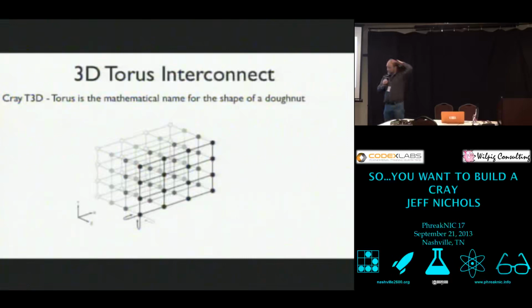Cray T3D, late 90s, 98. The T3D stands for three-dimensional torus. And so bonus points if you all knew that torus is the mathematical name for the skin of a donut. Okay? And so this is a three-dimensional torus. Everybody see the donut in the diagram?